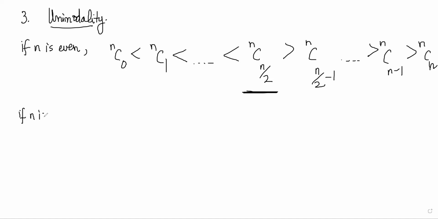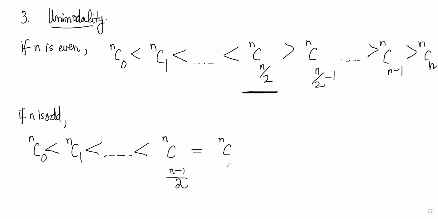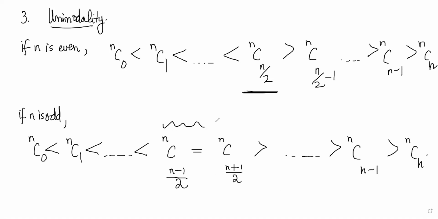If n is odd, we have this situation: nC0 is less than nC1, less than, and so on, till nC((n minus 1)/2), which is equal to nC((n plus 1)/2). And these are greater than the other terms ahead of them, so greater than nC(n minus 1) and greater than nCn. So basically now we have two middle terms, and these are equal in value when n is odd, right? So we can combine these two things in a single formula: the maximum binomial coefficient becomes nC of the ceiling of n by 2.